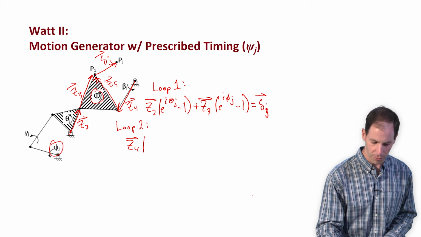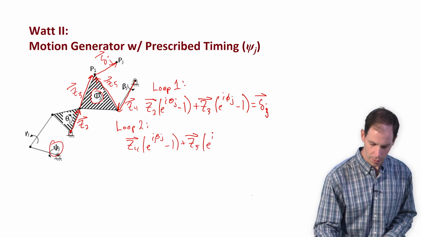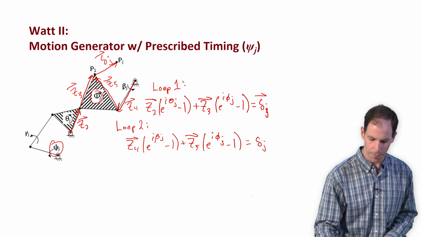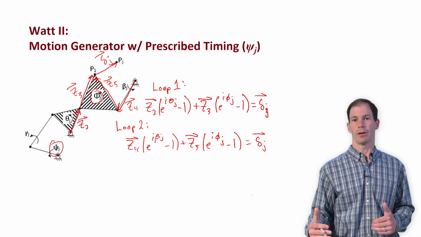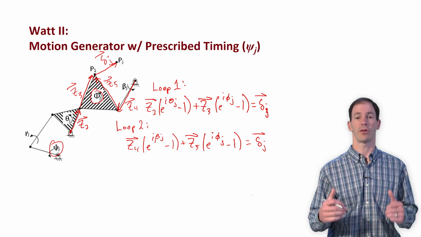So for this loop 2 here, I will have Z4 multiplied in parentheses by its rotation operator, e to the i beta j minus 1, plus Z5 times its rotation operator, e to the i phi j minus 1, and this is then equal to the same displacement vector, delta j. I would solve each one of these individually, so sequentially. I'd solve loop 1, create a solution for it, and then I'd solve loop 2.